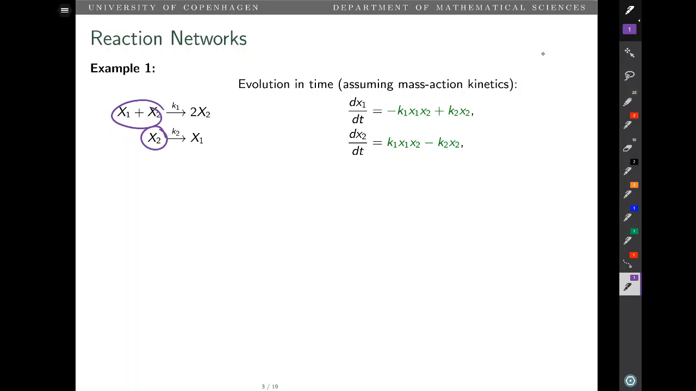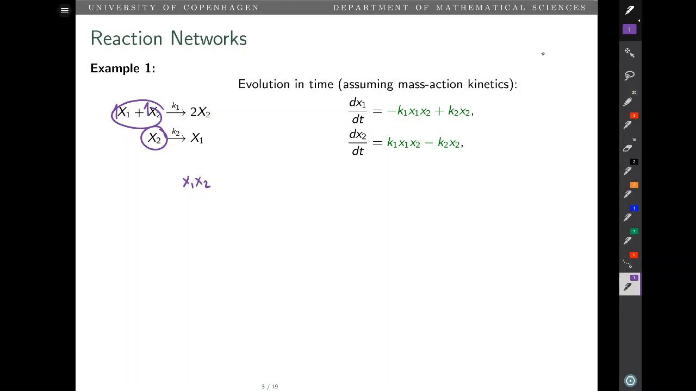For the first reaction, the monomial will be just x1 times x2. This comes from looking at the variables. The variables encode the concentrations of the species. I don't know if I said that. So we will take the variables that are involved in this reaction, and we will set the exponents coming from the coefficients here. The coefficients here are 1, so I just have x1 times x2.